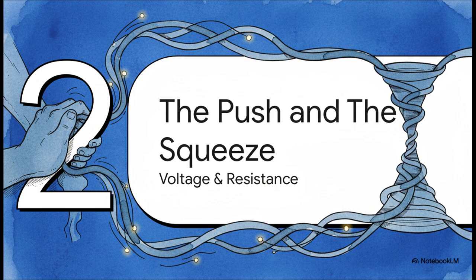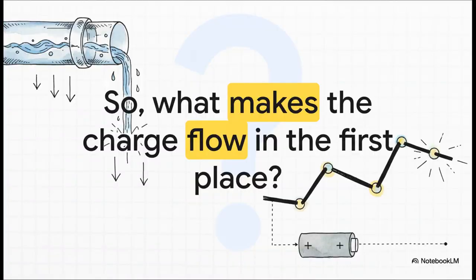All right, so we've got the flow, the current. But what makes it flow in the first place? And is there anything that gets in its way? This is where our other two characters come in, the push and the squeeze. Yeah, these little charges, they're not just going to move for fun. Something has to shove them along. So what is that shove?